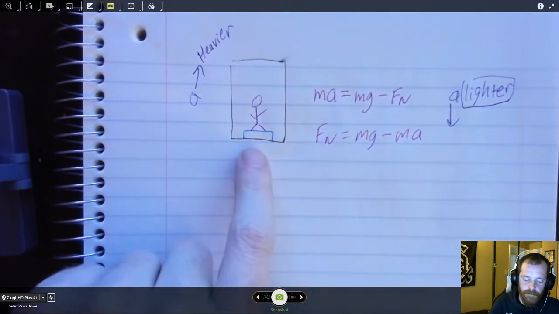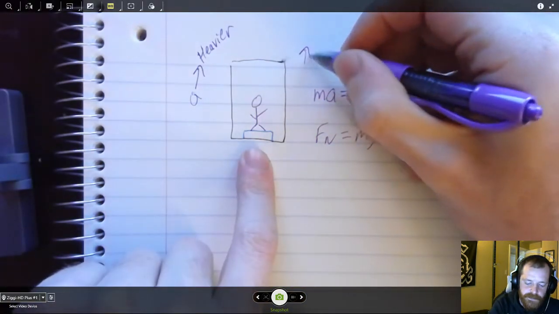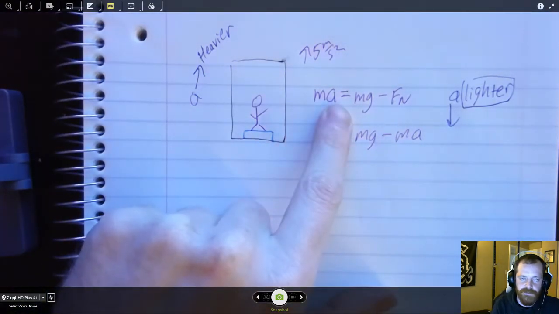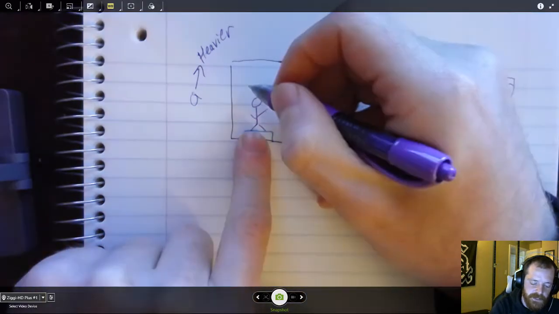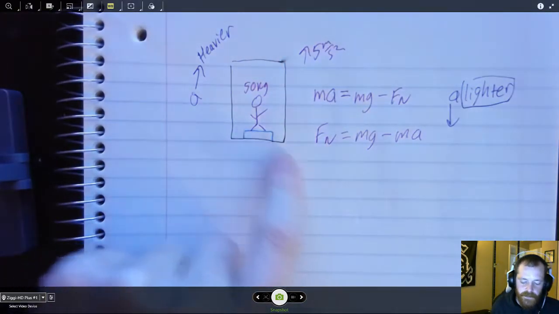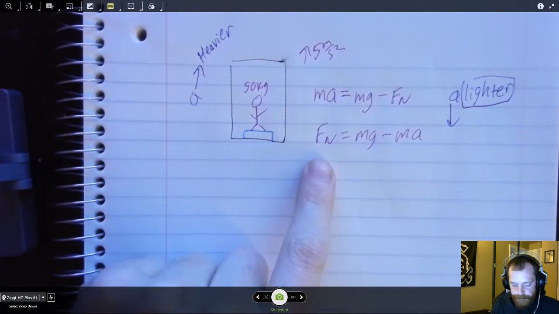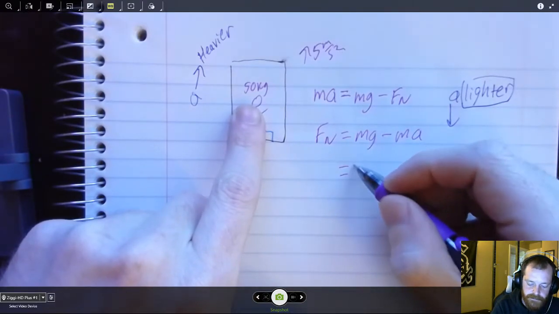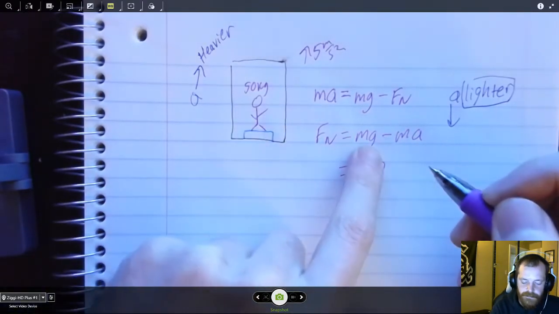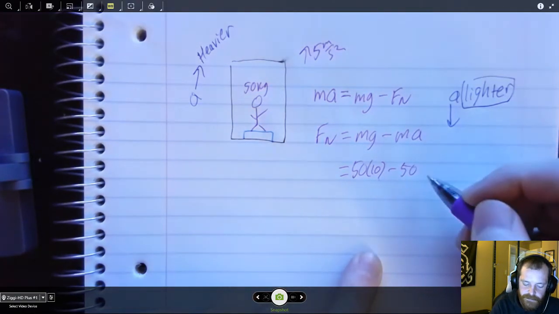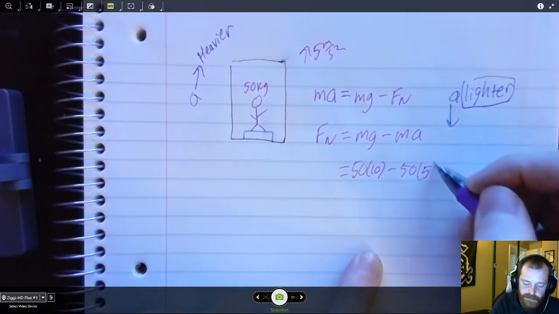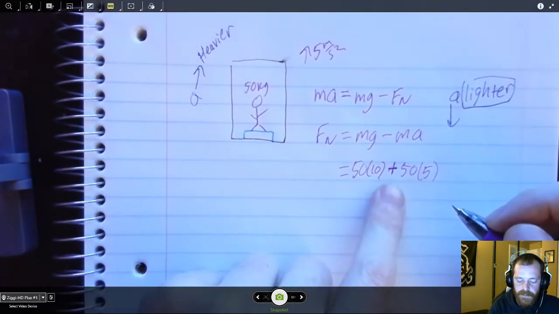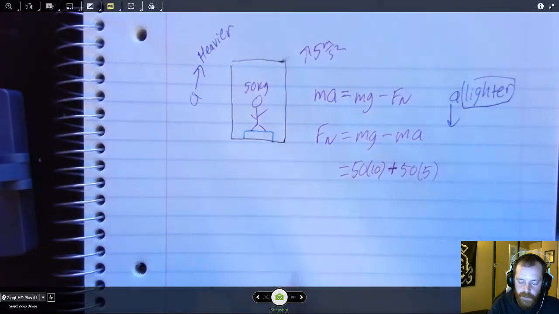Let's say the elevator is accelerating upwards at 5 meters per second squared. Okay, well, that's the acceleration, right? And let's say this person is a 50 kilogram person, and we want to know what the scale is going to read, what their new weight's going to be. Well, it's pretty straightforward. 50 times 10, the acceleration due to gravity is 10, minus 50 times 5. But this would be plus, I'm sorry, because if we're going upwards at 5 meters per second squared, then I'm going to add, because it's going to cause my weight to go up.